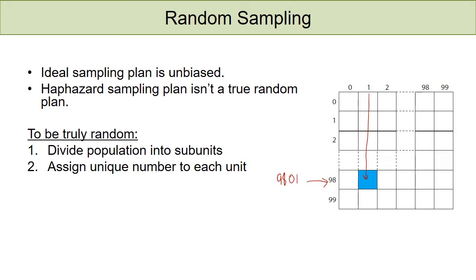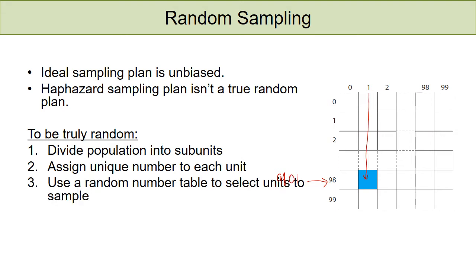And then to make it actually random, you then have to have a random number table or a random number generator. You'll, of course, restrict it to be between 0 and 9999, because you can call this one 9999. So give me a random number between 0 and 9999. And if it comes up with 9801 as your random number, then that blue box is the one that you're sampling. You, of course, have to make multiple samples. But the key to this is divide it up, number the subunits, and then use a random number generator or random number table.